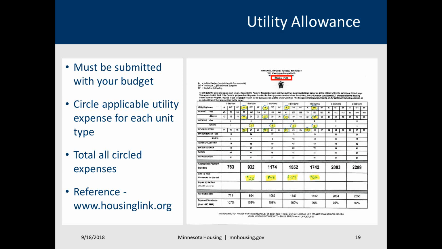Here is an example of the utility allowance schedule from the Minneapolis PHA. Note the effective date at the top of the page. For this demonstration, the residents pay their own electric. The appropriate amounts are circled per building and bedroom type and totaled at the bottom of the page. Enter the totals in column J on the rent table. Here's an important point. Remember to submit the utility allowance schedule as an attachment to your 2019 budget submission. Your budget will not be reviewed without it.